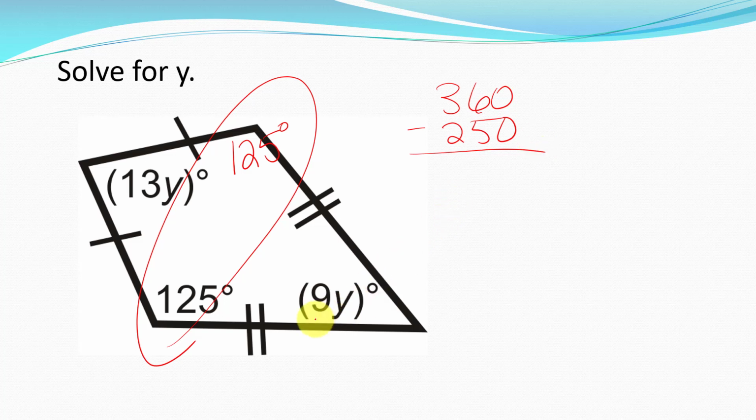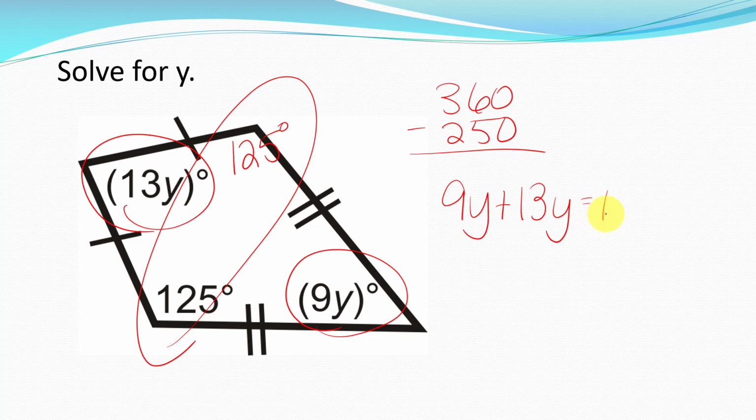And that means these two together need to equal 110. So I'm going to say 9y plus 13y should equal 110. Add up 9 and 13, you get 22y equals 110. Divide both sides by 22, and you get y equals 5.